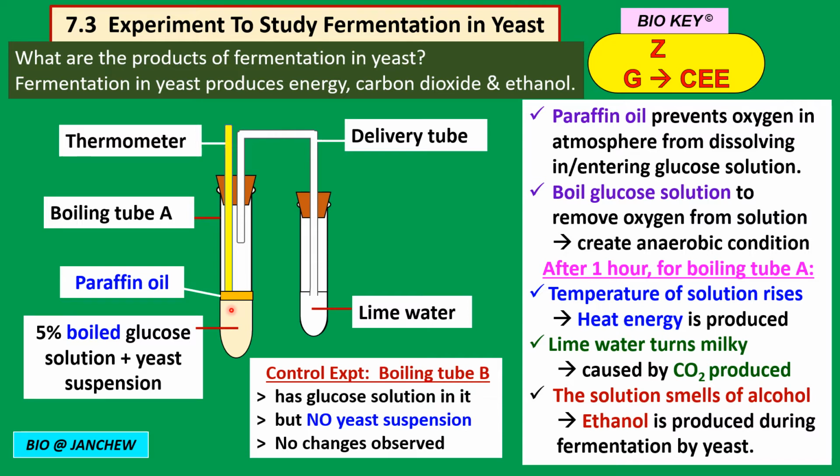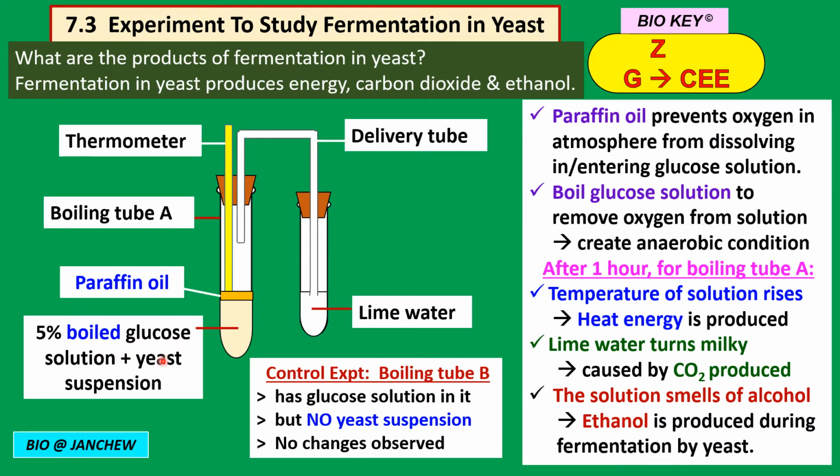Okay, now the responding variables, they are the changes in temperature and the changes in the lime water and whether there's an ethanol smell or not from the boiled glucose solution. Okay, this is to investigate whether there are products that are produced in fermentation in yeast. And then for fixed variable, the fixed variable is the volume of boiled glucose solution, right? And even the concentration of the boiled glucose solution.